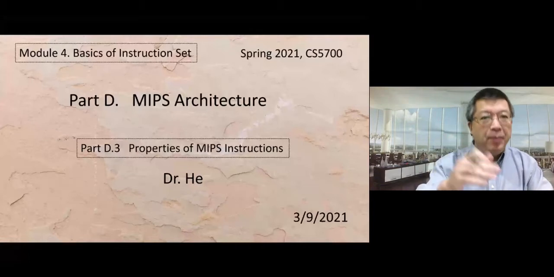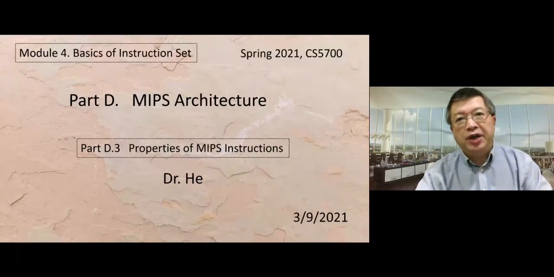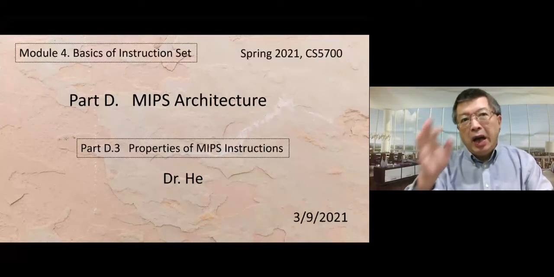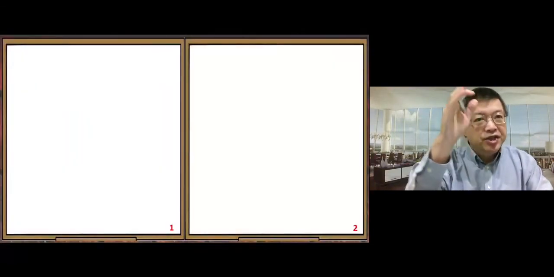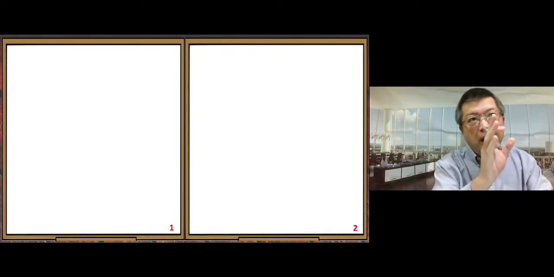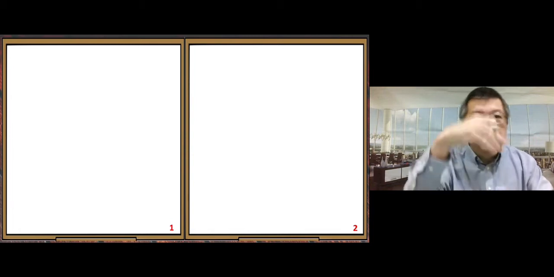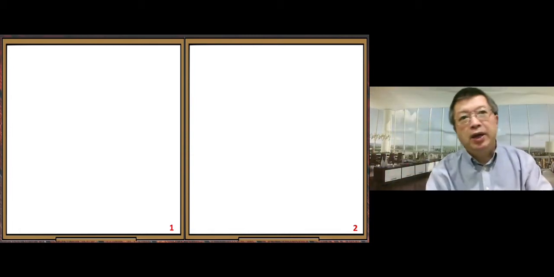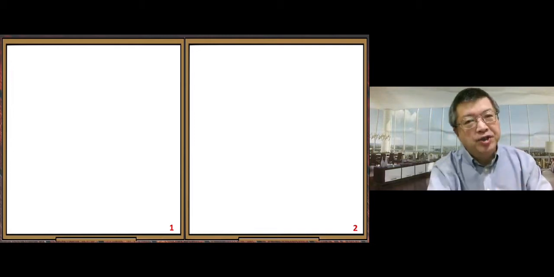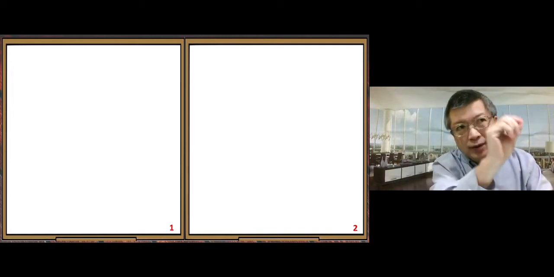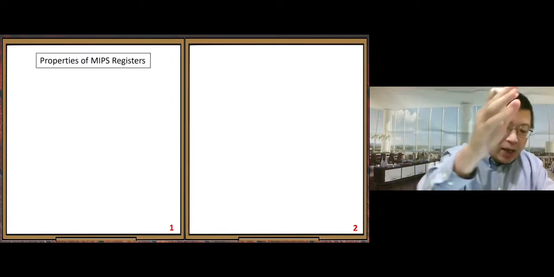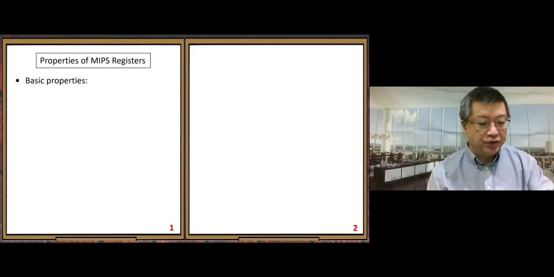1.3, properties of MIPS instructions. In this part, actually it's like a summary, because most of the properties we have learned in the previous few videos. So here, basically we go through those properties and we may add something new. All right, so let's look at the properties of MIPS registers.